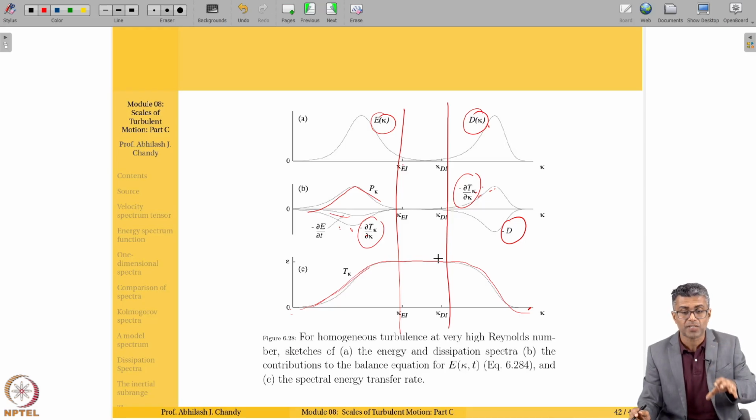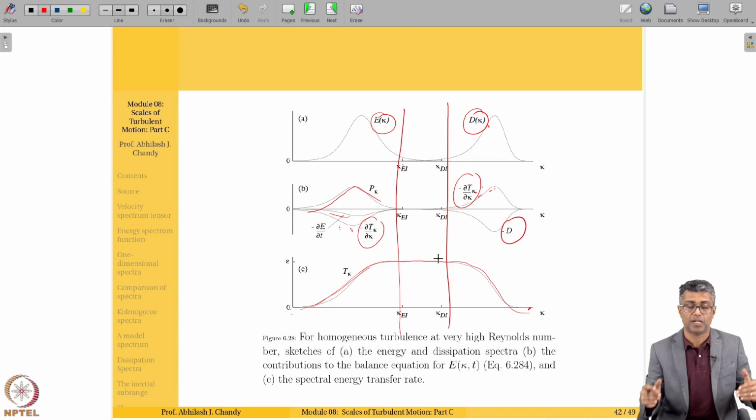Now we will analyze each of these ranges and find out what happens when you integrate each of these terms and put this in the energy spectrum balance equation next.